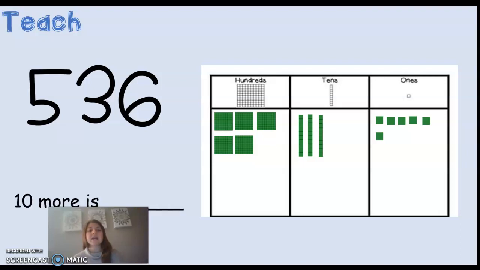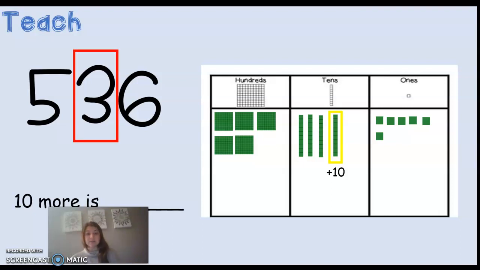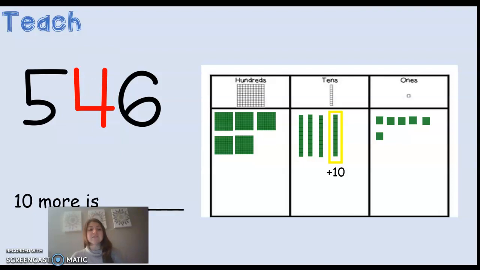Now, if I want to find 10 more, remember, more means to add. My number is going to get bigger. 10 more, well, I'm going to look in my 10 spot, and I'm going to add a 10. That shows 10 more. Now, I no longer have 3 tens. I have 4 tens. So 10 more than 536 is 546. I have 4 tens.